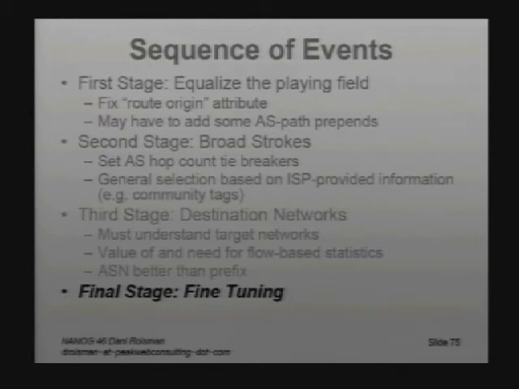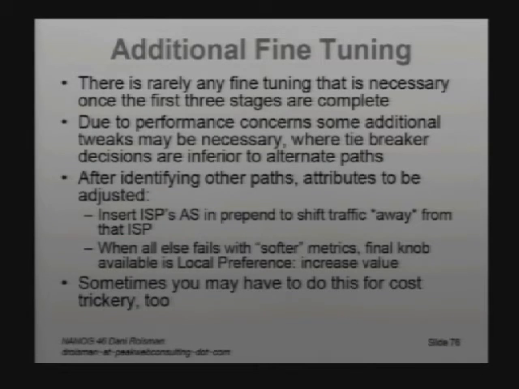The final stage here is some fine-tuning. You rarely need to do additional fine-tuning. I've never had to do additional fine-tuning, and I've done this at over 10 networks. Usually the first 3 stages are all you need. But if it's not sufficient, you may need some additional tweaks. Maybe the tiebreakers aren't doing it for you. So you're going to want to identify other paths. And once you do, you want to look at a couple of attributes. You may have to insert an ISP's AS to shift traffic away from that ISP. And when all else fails with a softer metric system, you're going to have to use local pref.